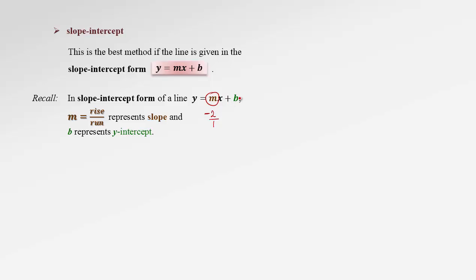Now, let's recall what's b. Well, b represents y-intercept. Why? Because if x is 0, then this term disappears and the y would be exactly equal to b. So yes, indeed, this is the y-intercept. The point (0, b) belongs to the solution of this equation. And (0, b) lies on the vertical line. So yes, it is a y-intercept.